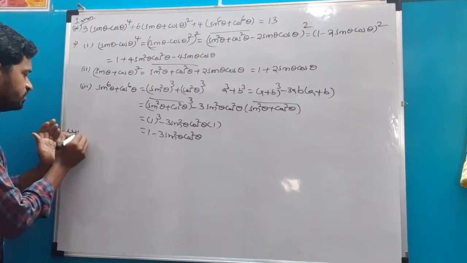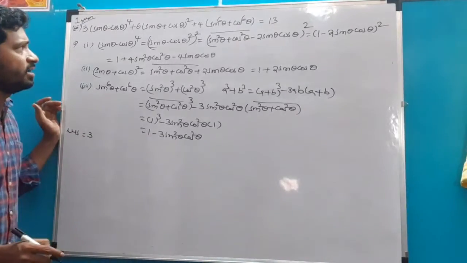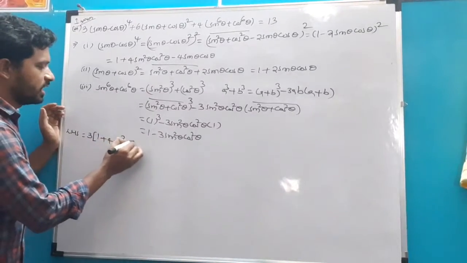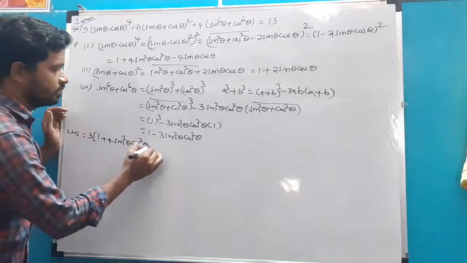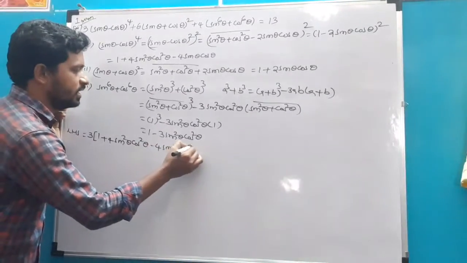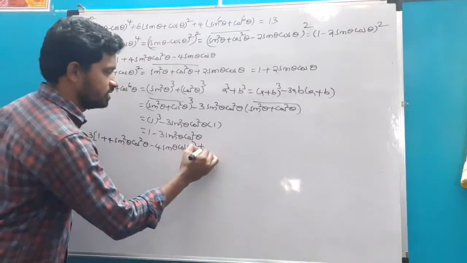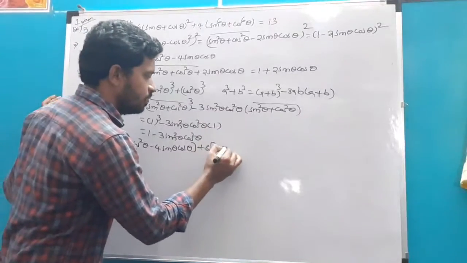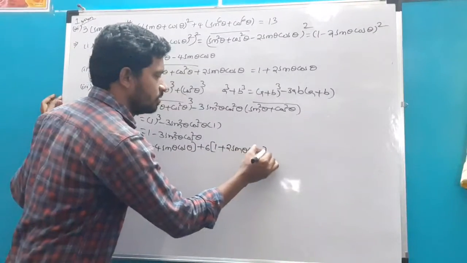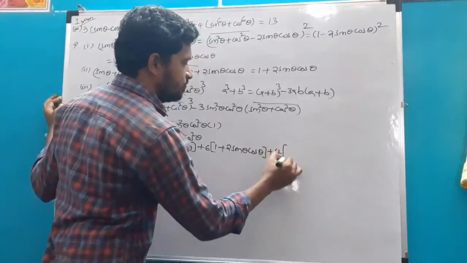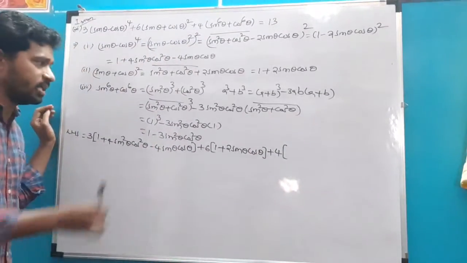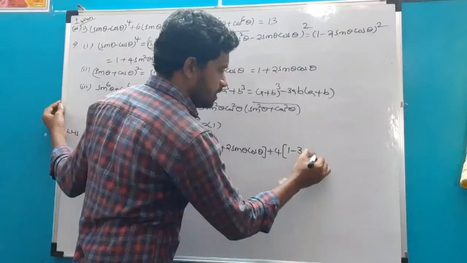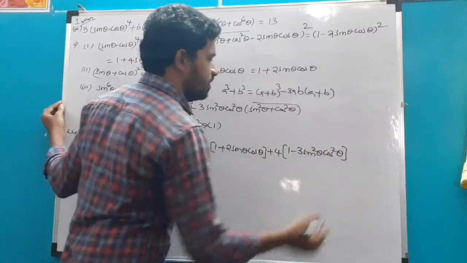So what is the value of LHS here? 3 into (sin theta minus cos theta) whole to the power of 4. Substitute the value here: 1 plus 4 sin square theta cos square theta minus 4 sin theta into cos theta. Yes, next, plus 6 into (sin theta plus cos theta) whole square. What is the value? 1 plus 2 sin theta into cos theta. Yes, next, the last one: plus 4 into (sin to the power of 6 theta plus cos to the power of 6 theta), which is equal to how much here? 1 minus 3 sin square theta into cos square theta.